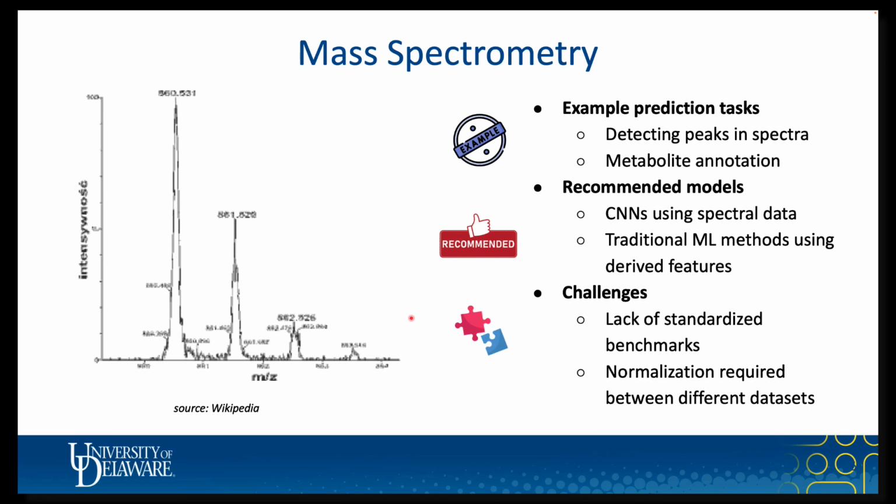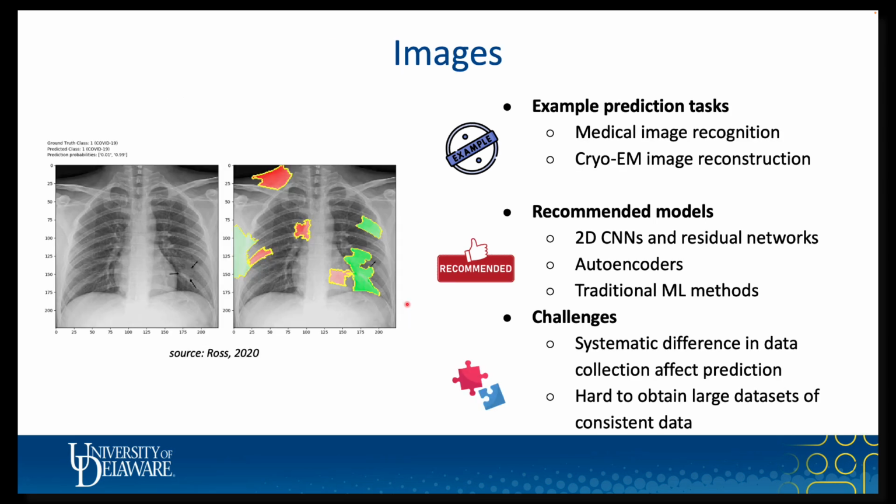Images, like biomedical images, the ones that we have here on the left, or cryo-electron microscopy, for example, for protein or other macromolecule structures, are very popular data types. Machine learning can be used to identify anomalies in medical images, like a tumor. Convolutional neural networks are a popular method used with images.